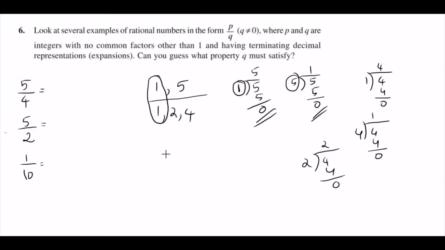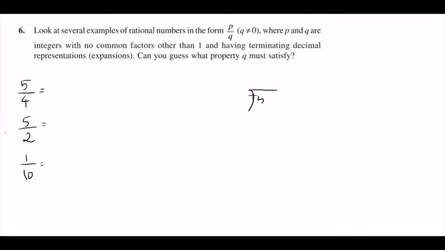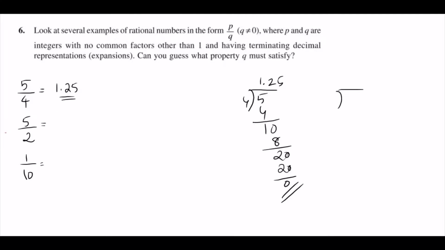Now let's do the long division. So 5 by 4, when you do the long division, you get the remainder is 0. That means you get a terminating decimal expansion 1.25. Now 5 by 2, when you do, you get 2.5. 1 by 10, it's 0.1. So this is also a terminating decimal expansion.